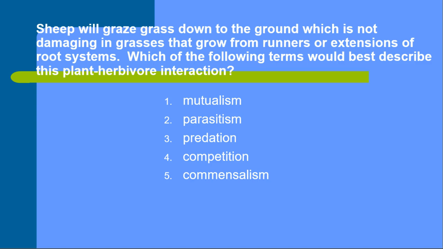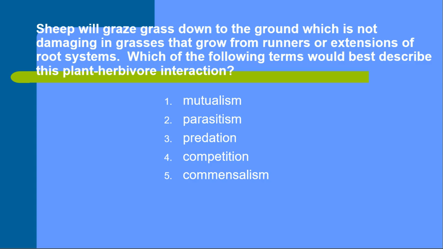So here's the thing. This is actually not damaging to the grasses. So it might be really tempting to say that this is some sort of symbiotic relationship because maybe as the grass is grazed, it actually helps it grow, and one could argue that that happens sometimes. But here's the bottom line. The sheep are eating the grass, and that makes this a predatory relationship. So herbivores actually are plant predators.